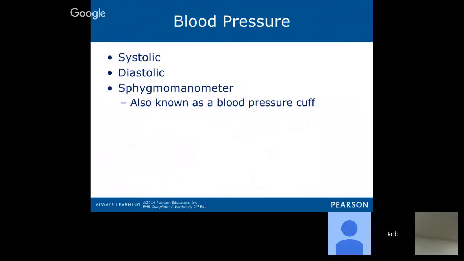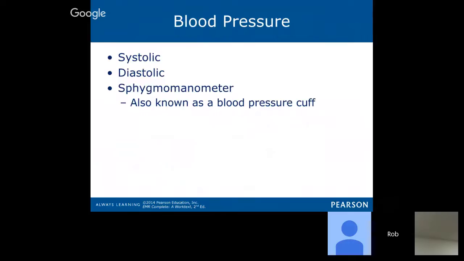But know that you can get a systolic by palpation, but you have to have a blood pressure cuff to get both systolic and diastolic. So systolic is the top number, so the 120. Diastolic is the bottom number, over 80. Let me see if they want us to say what each one is.